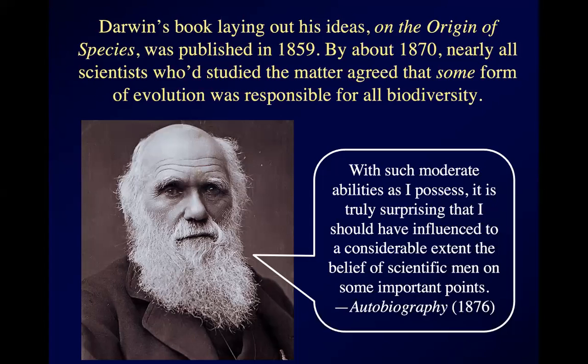If you don't, it's a couple of geeks staring at a board. But it came out in 1859, and by about 1870, just about all scientists who had studied the matter agreed that some form of evolution, some form of historical natural process operating over time, was responsible for all of that diversity of life on Earth.